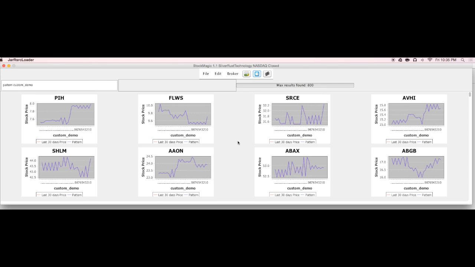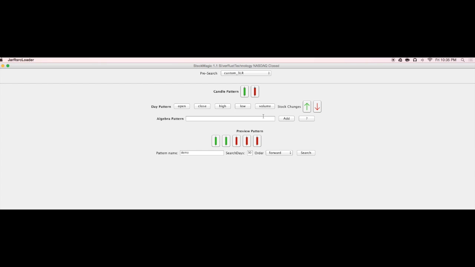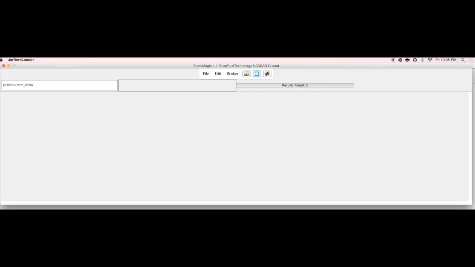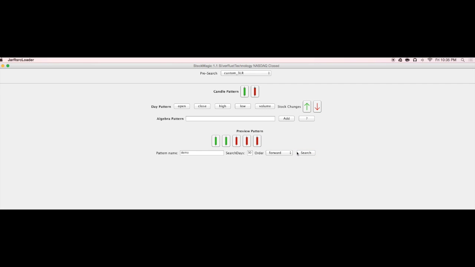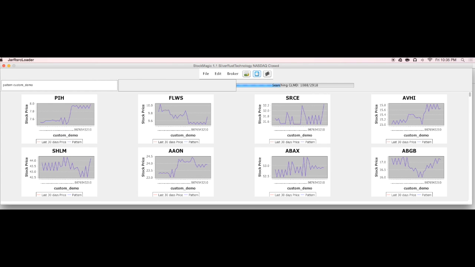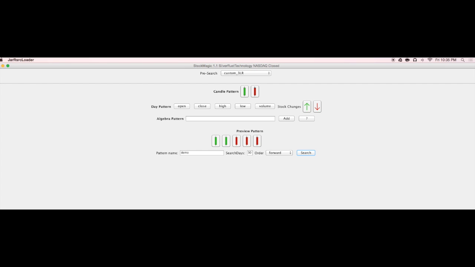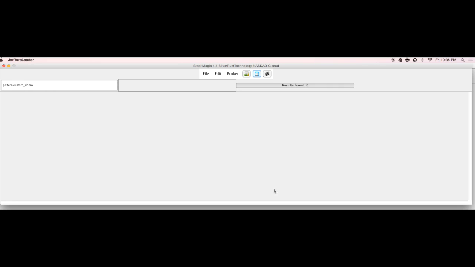So this program also has a pattern creator. So if you think you have a pattern that makes money, you can create it. So you can create a pattern using candlesticks. And you can do a search. You can make them as complicated as you want.